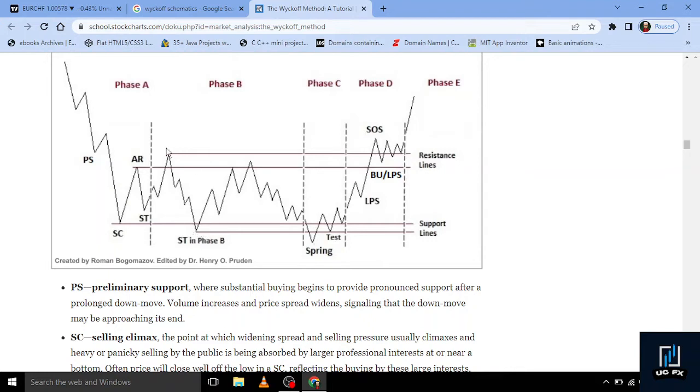How can you trade it? You mark out your seller's climax, mark out your ST in phase B. And after the spring, you usually have a test of this ST in phase B or seller's climax.